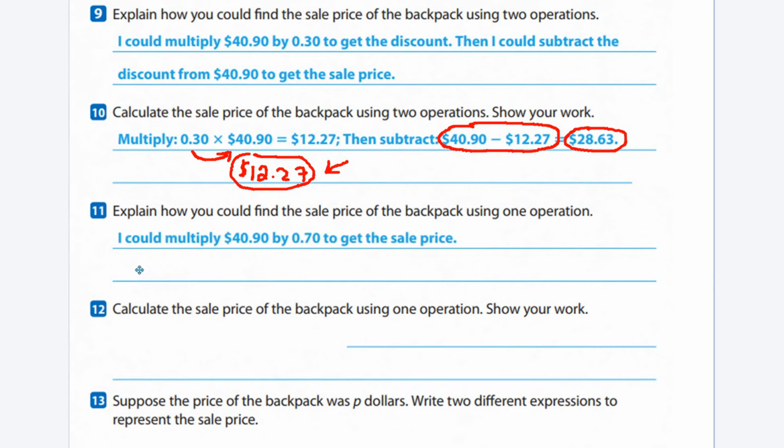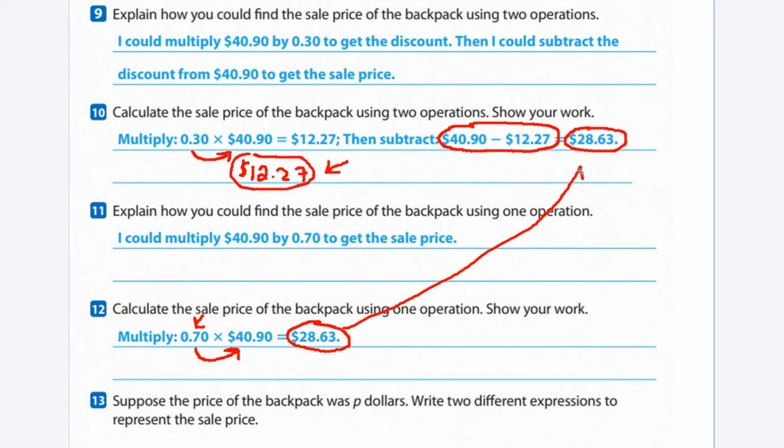Question 11. Explain how you could find the sale price of the backpack using 1 operation. Well, I could multiply the $40.90 by 0.70 to get the sale price. 1 step, 1 operation. And as you can see, question 12, 0.70 times $40.90, there it is, $28.63. Because technically you're paying 70% of the backpack because it's 30% off. So there it is, $28.63.